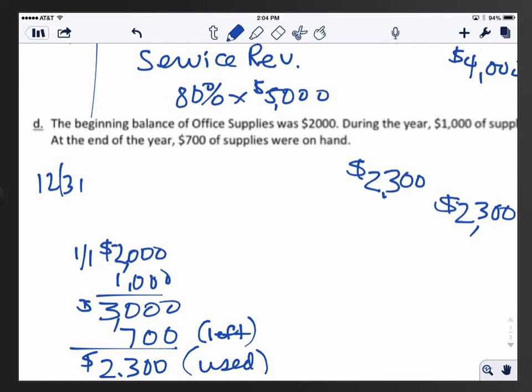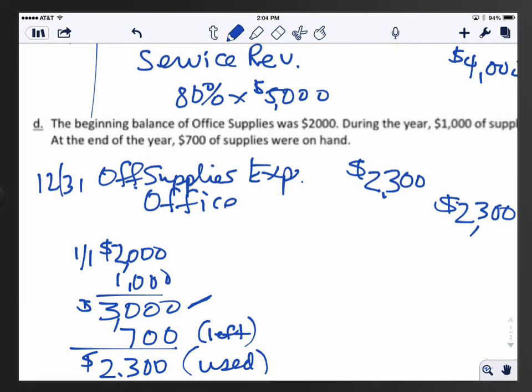We have $3,000 in office supplies here on the books. That's an asset. But guess what? We don't have that asset anymore. We have only $700 left. So we need to reduce that asset and recognize the expense. So we're going to debit office supplies expense. And we're going to credit the asset office supplies. Assets normally have a debit balance. We're decreasing it here so it gets a credit.